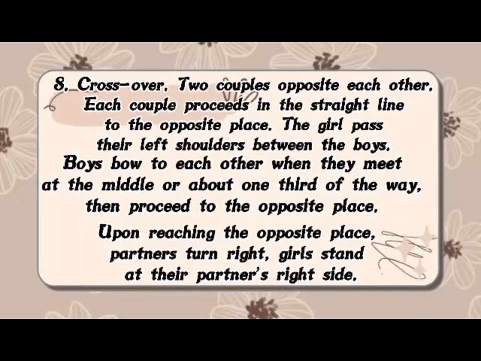8. Crossover, two couples opposite each other. Each couple proceeds in a straight line to the opposite place. The girls pass their left shoulders between the boys. Boys bow to each other when they meet at the middle or about one third of the way, then proceed to the opposite place. Upon reaching the opposite place, partners turn right, girls stand at their partner's right side.